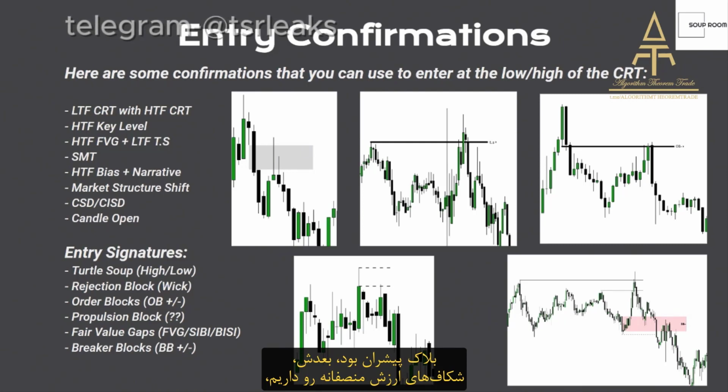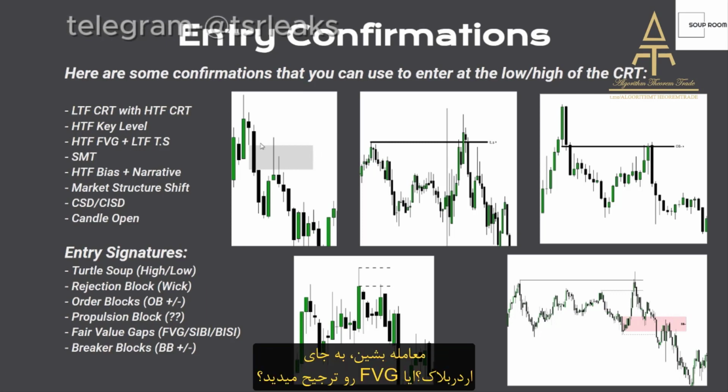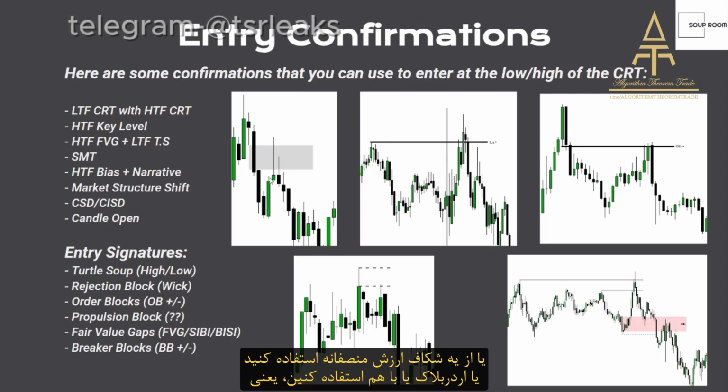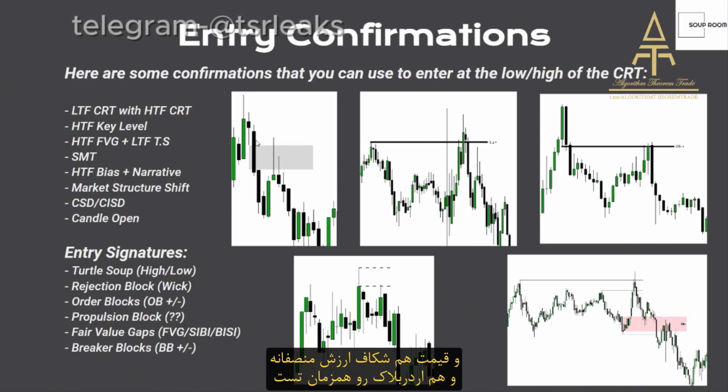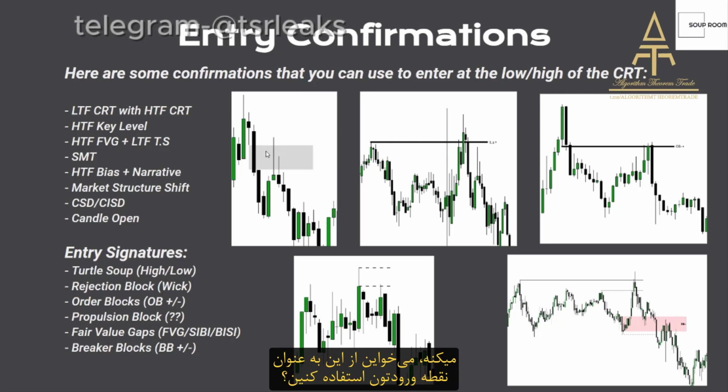Next, we have the fair value gaps. Do you want to enter when price hits into a fair value gap instead of the order block? Would you rather use a fair value gap? Do you want to use a fair value gap and an order block? Meaning, the only time you will enter price is if there is a fair value gap and an order block, and price tests the fair value gap as well as the order block at the same exact time. Do you want to use that as your entry? Very valid as well. Last but not least, we have the breaker block.